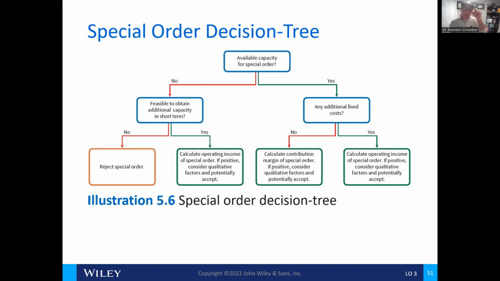If we do have the ability and capacity for a special order, we would add in any additional fixed costs. If there are no additional fixed costs, we simply calculate it, and if it's positive, we accept. If there are additional fixed costs, we add those in, and if it's still positive, then we can accept the order.